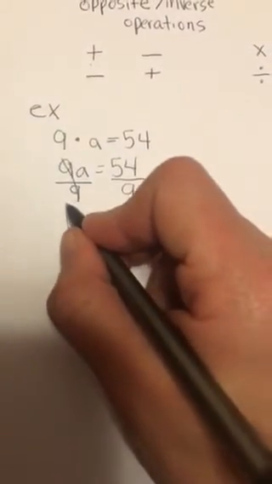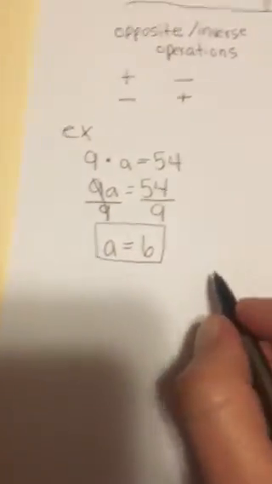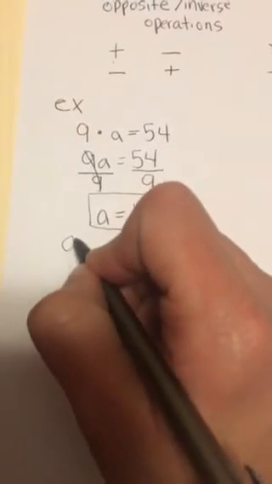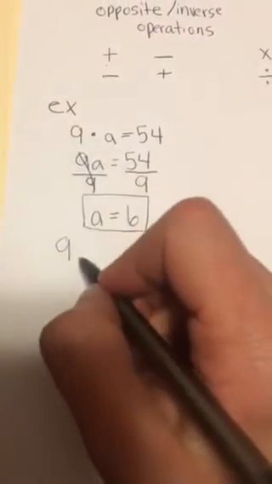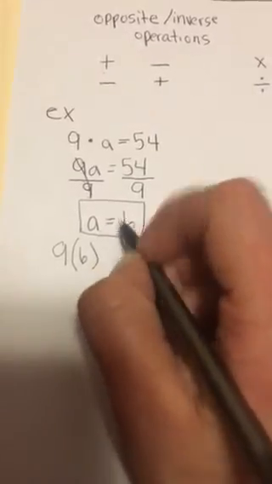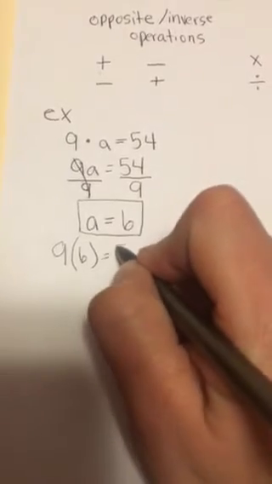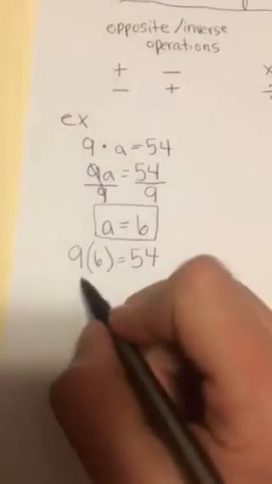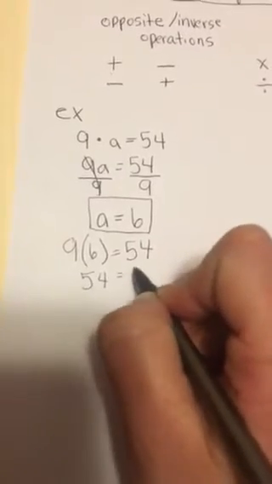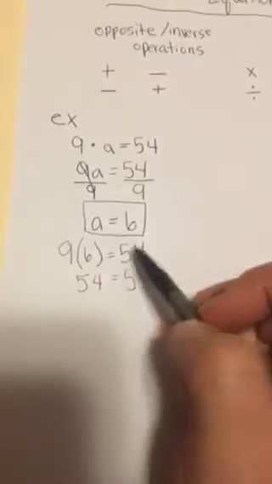So I get my solution here. A equals 6. Now to check to see if my solution is correct, I'm going to plug it into the equation, the beginning equation. 9 times, put parentheses, 6, because A equals 6. I'm plugging the 6 in for A, equals 54. 9 times 6, that is 54. So 54 equals 54. My solution works. So that is correct.